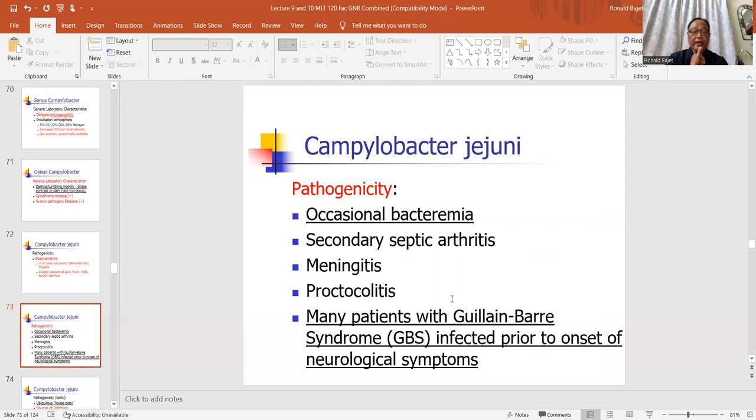Many patients with Guillain-Barré syndrome are infected prior to the onset of neurological symptoms. Guillain-Barré syndrome is an autoimmune disorder that can lead to neurological problems. Okay, I'll talk about that when I talk about tuberculosis later on this semester.